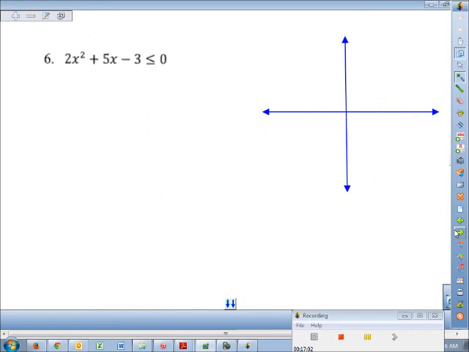They want us to try to factor this guy. Is the a value 1? Nope. Is it a GCF you can pull out? Is it a perfect square trinomial? Is it a difference of squares? Frowny face.